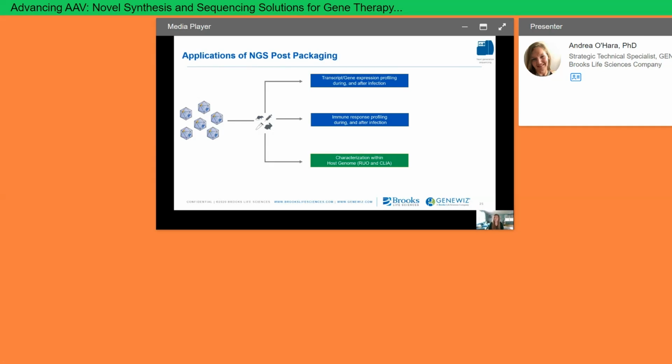And I have this broken up into 3 main components. The first is going to be transcript or gene expression profiling, both during and after infection. The second is going to be about immune response during and after infection. And finally, characterization of the host genome, which is available at research use only in CLIA. The top 2 phases, I'm going to take you through all of these in more detail, but the first 2 are at RUO only.